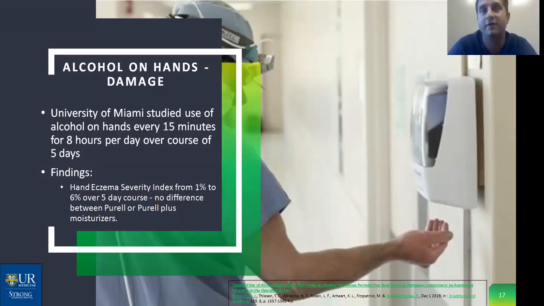Before going in, the medical students averaged about 1% on dryness and irritation of their skin. And then after just 5 days of doing it every 15 minutes, the severity index went from 1% to 6%. So everybody feels our pain of washing your hands and putting alcohol on your hands all the time. Interestingly enough, they found no difference between Purell or Purell Plus, the moisturizer, as far as irritating your skin. So we have to suck it up and suffer.